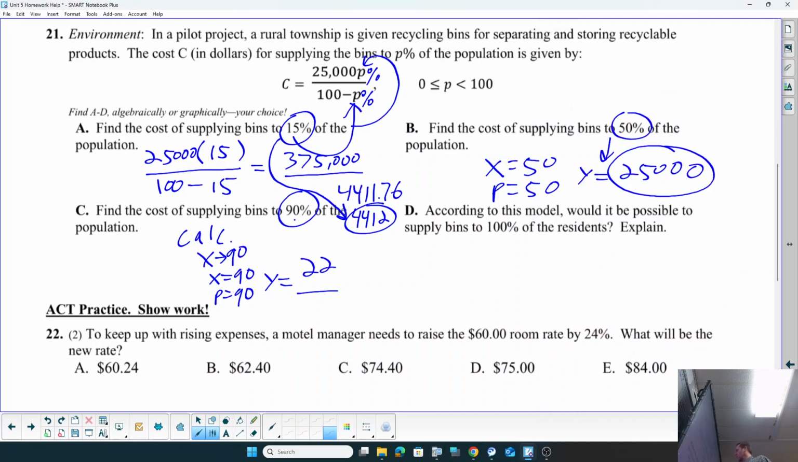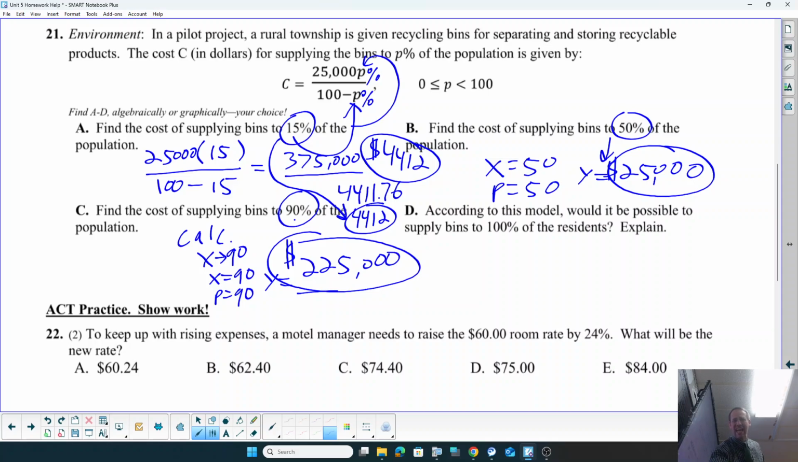225,000. 225,000 bins. That's crazy sauce. Is that dollars or bins? Oh, C is cost in dollars, you guys. So that's going to be the cost in dollars. This one is also the cost in dollars. That's so much money to get our recycle bins. That's crazy. No wonder our taxes just keep going up.